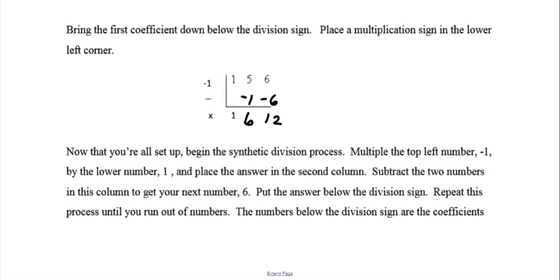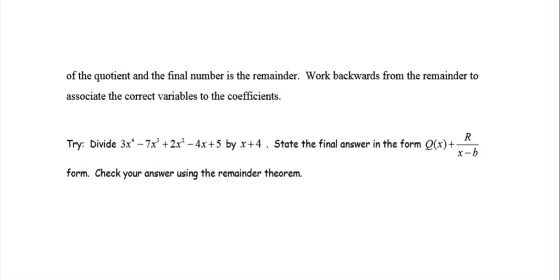So let's just see what it says. Multiply the top left number, negative 1, by the lower number 1, and you get your next number, negative 1. Subtract the two numbers and you get your 6. Place the answer below the division sign. Repeat this process until you run out of numbers. Okay, now here's the new part. The numbers that you get down here are actually the coefficients of your quotient. The final number is the remainder.